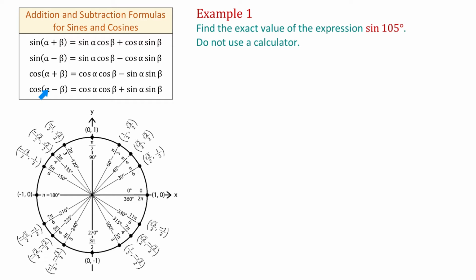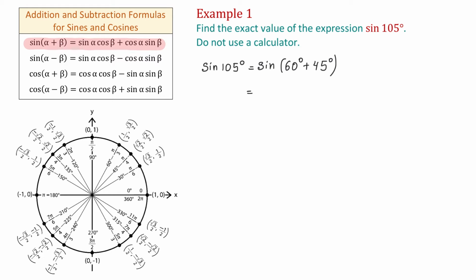And if we use the formulas above, then we need to write 105 degrees either as a sum of 2 angles from the unit circle or a difference of 2 angles. And notice that using the unit circle, we can write 105 degrees as a sum of 60 degrees and 45 degrees. So then, using the formula for the sine of a sum of 2 angles, which is sine of alpha plus beta equals sine of alpha times cosine of beta plus cosine of alpha sine of beta, we can write the following. Sine of 105 degrees equals sine of 60 degrees plus 45 degrees.